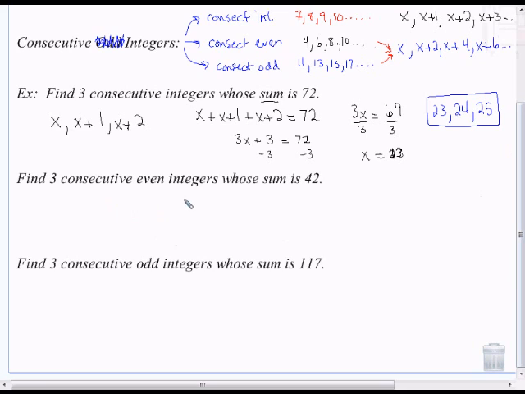Okay, if I do even or odds, I'm going to do the same thing. I need 3 of them, so I'm going to use x, x plus 2, and x plus 4. And my sum, so I'm adding, is 42. So I'm going to add these together, and I'm going to get 3x plus 6. Sorry, they both equal 42. I'm going to subtract 6, and I'm going to get 3x is equal to 39.